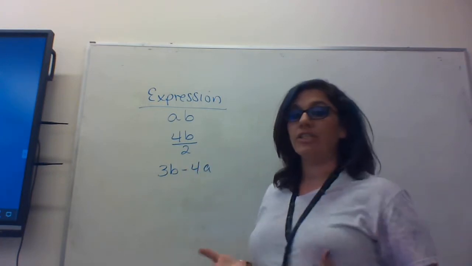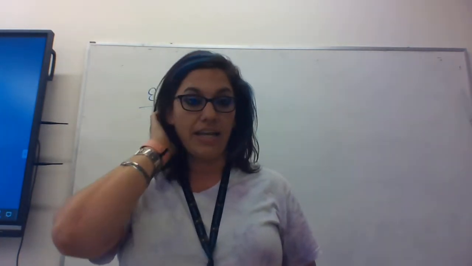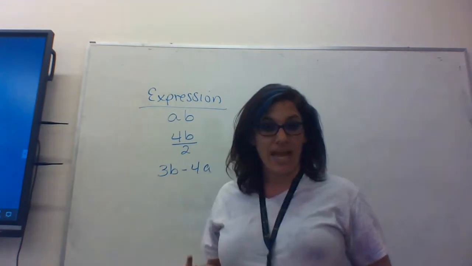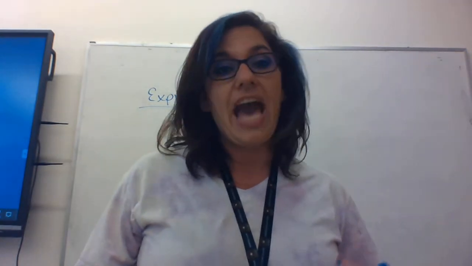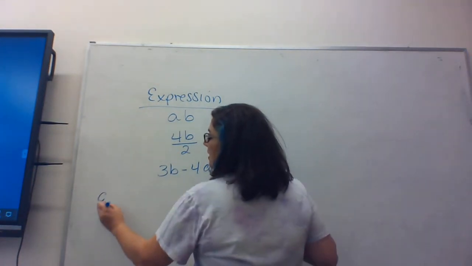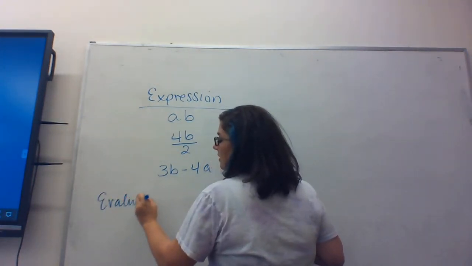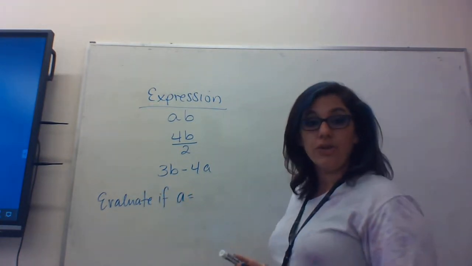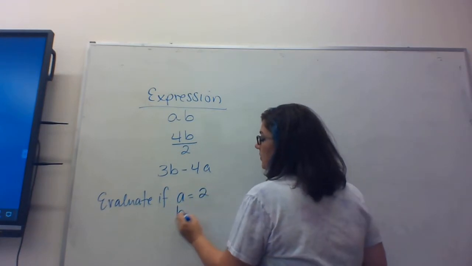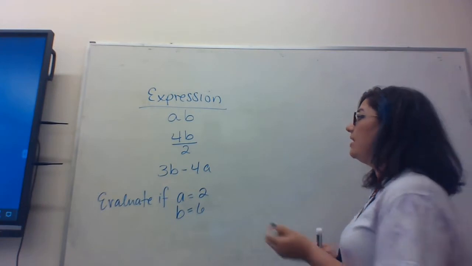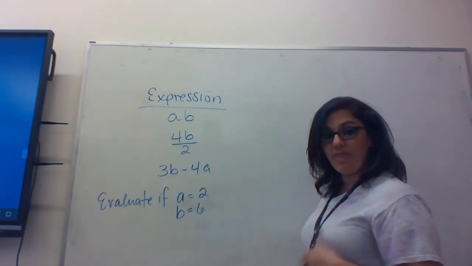And these are all versions of expressions that I can go ahead and turn around and evaluate, which is what I want to do. Now, I'm not allowed to evaluate any of these until I'm given the actual values of A and B. So it would look something like this. Evaluate if A equals 2 and B equals 6. Now that you have those guidelines, you can go in and replace the letters with those values.